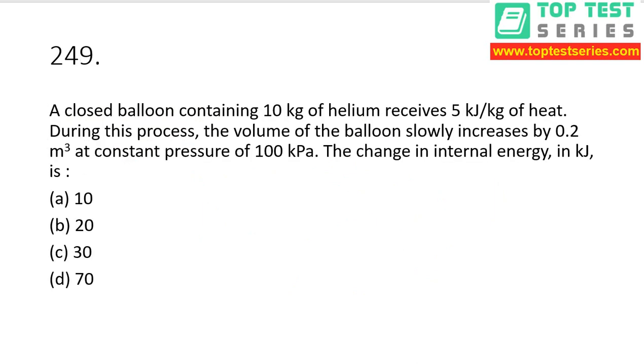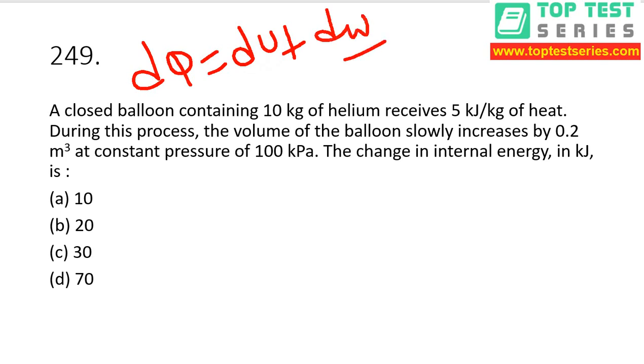Question number 249, another amazing question. A closed balloon containing 10 kg of helium receives 5 kJ per kg of heat. During this process, the volume of the balloon slowly increases by 0.2 meter cube at a constant pressure of 100 kilopascal. We have to find the change in internal energy in kilojoule. So we have to use the equation dq is equal to du plus dw, right?